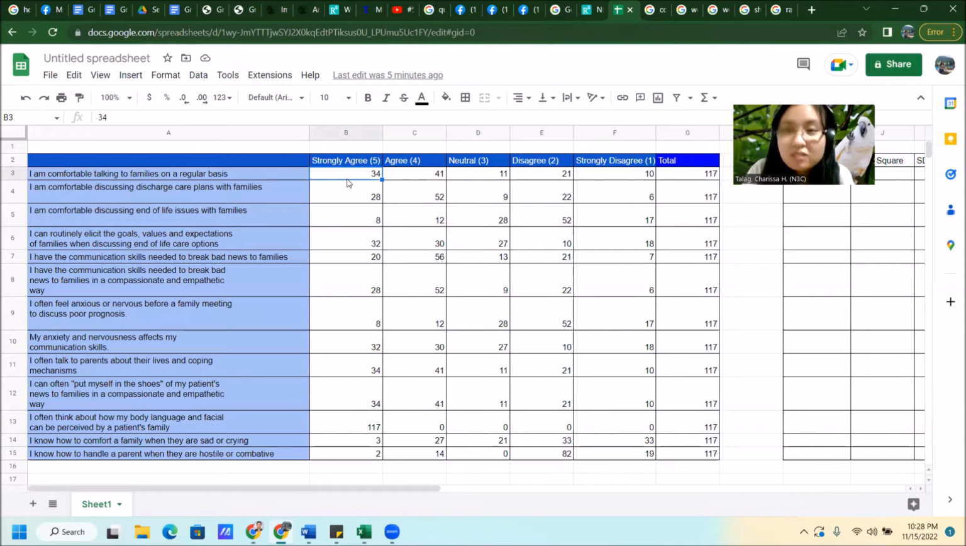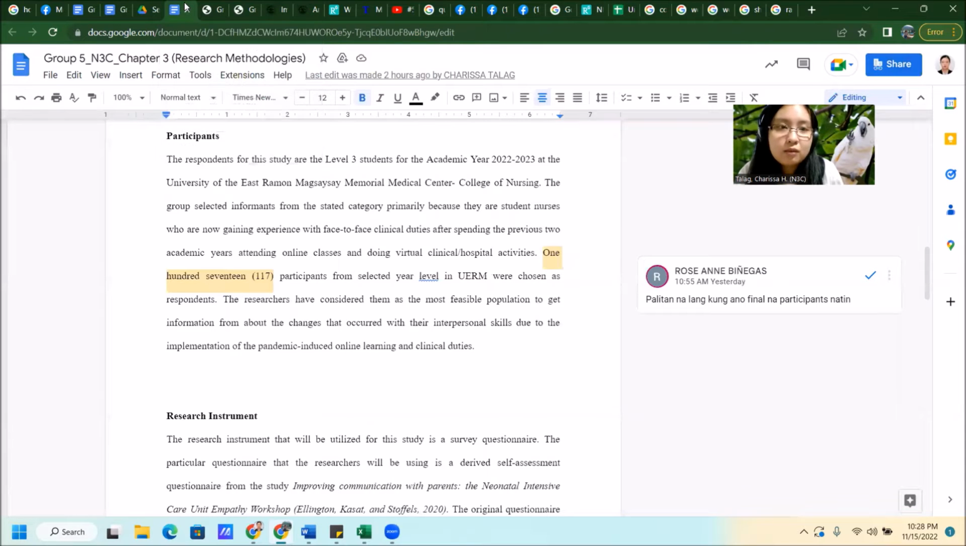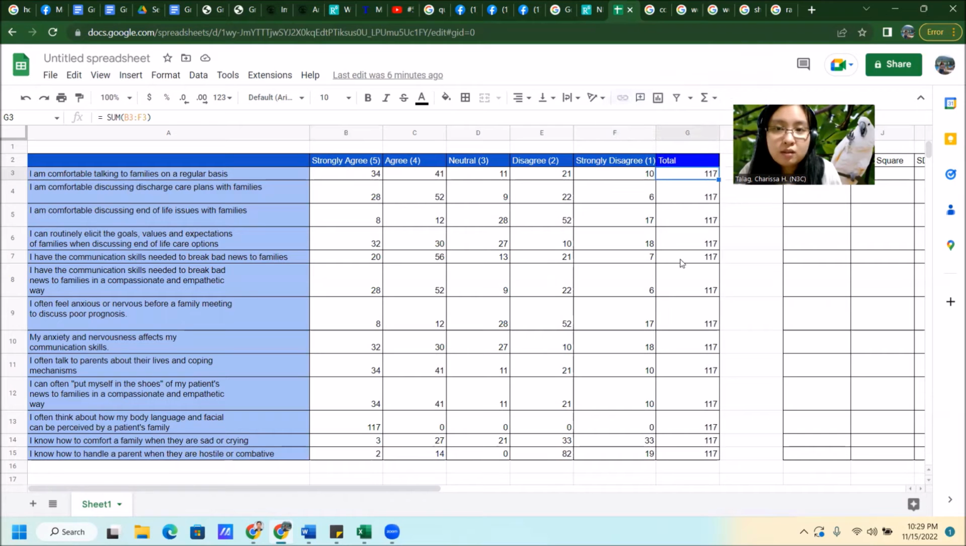So, 34 student nurses strongly agree for the first question, 41 student nurses answered agree for the first question, and then 11 student nurses neutral, 21 student nurses disagree, 10 student nurses strongly disagree. And then the total is 117. So why 117? Because we have 117 participants. So for every question, it should equal 117 participants. So, let's say this is the data we got.